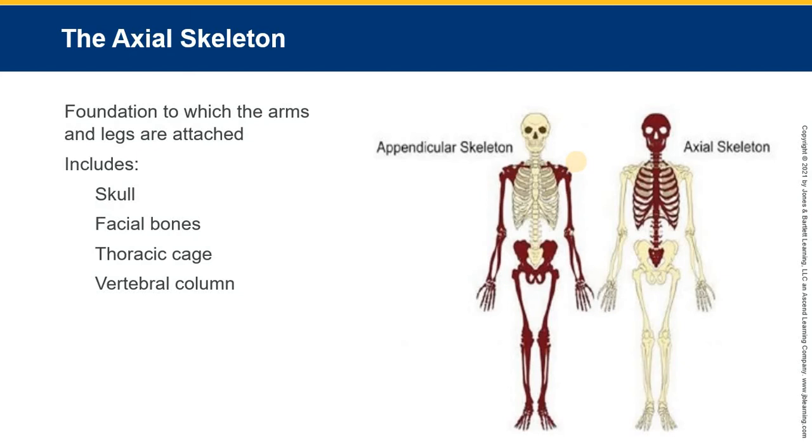So the axial, like I said, is the skull, all your facial bones that are together, your rib cage, thoracic cage, your vertebral column, is your spinal cord. It's what your arms and legs are basically attached to.